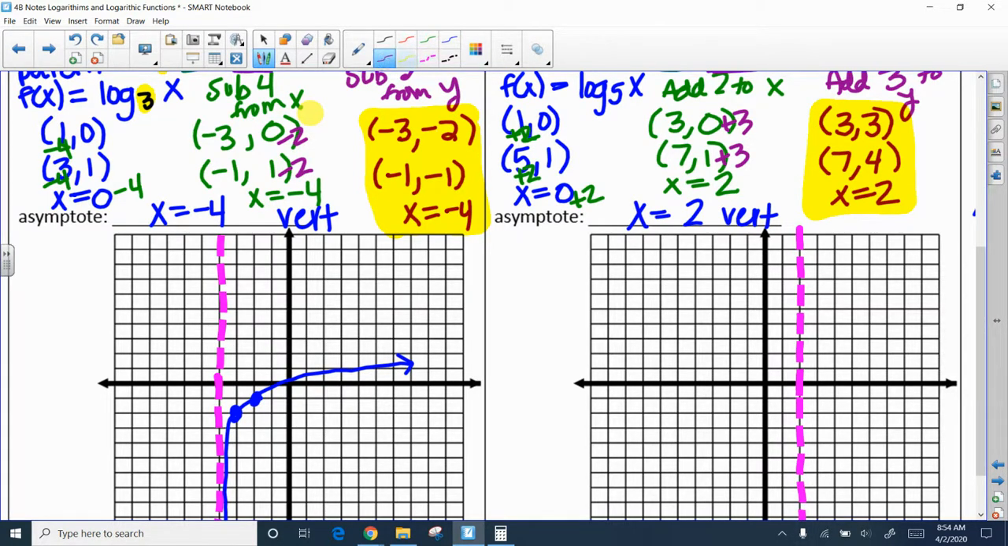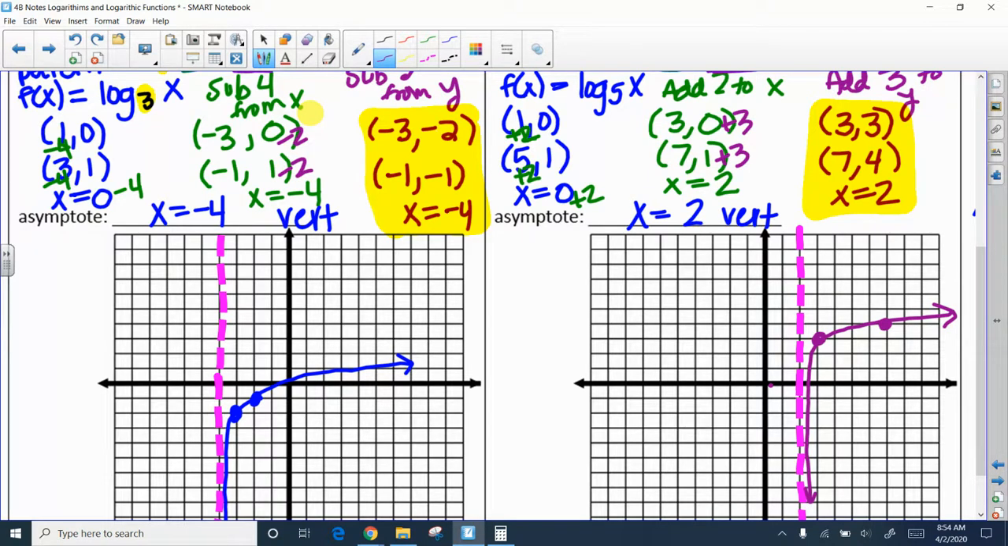And then let's plot our points. 3, 3 is here. No, it's not. Let me regraph that. 3, 3 is here. We're going right 3 and up 3 from the origin. And then 7, 4, so right 7 and up 4. And then we draw in our asymptote. This is going to be very close to the asymptote right here. And then it's going to curve to the side like that.